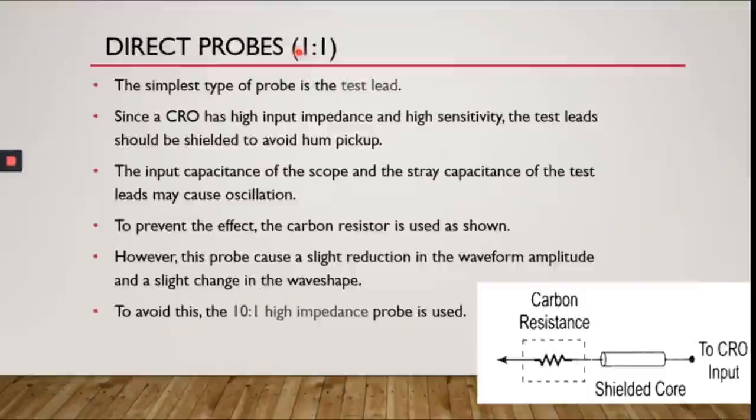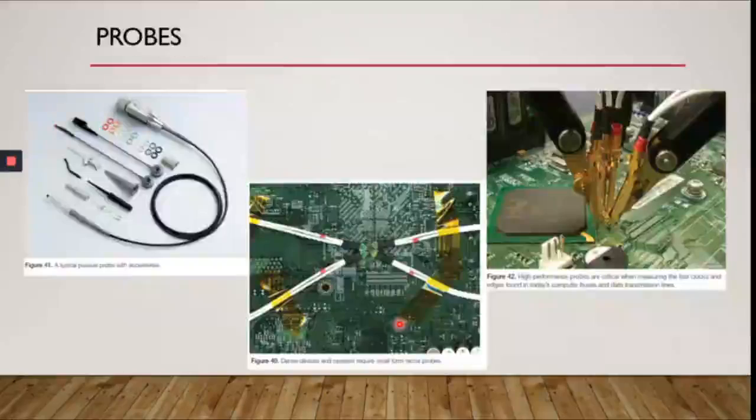Okay, this one is very simple, one-to-one. That means it's going to display the signal directly according to what is measured. So there is a slight problem, which is a slight reduction in the waveform amplitude and a slight change in the wave shape when we use one-to-one direct probes. So typically we use this one called 10-to-1 high impedance probe. Okay, so these are examples of probes I took from one manual produced by Cartronics. So these are common oscilloscope probes. We call them passive probes.